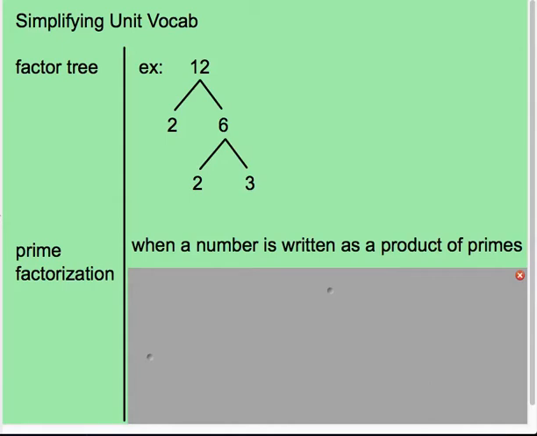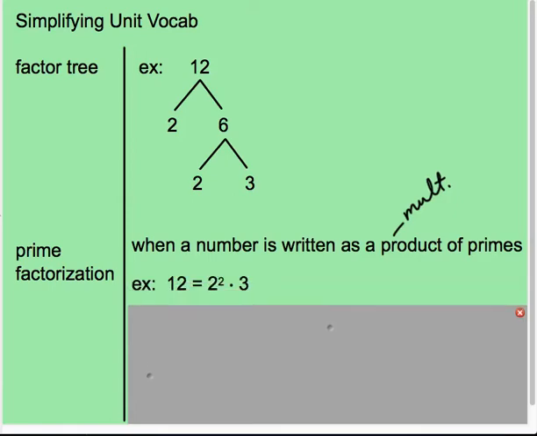So prime factorization is when a number is written as a product. Remember, if you don't remember what product means, it means multiplication. So the answer to a multiplication problem of primes. So looking at our example of 12, we had 2 times 2 times 3, which is another way to write this. I typically simplify my prime factorization by using exponents anytime a prime factor is repeated, so 2 squared times 3.